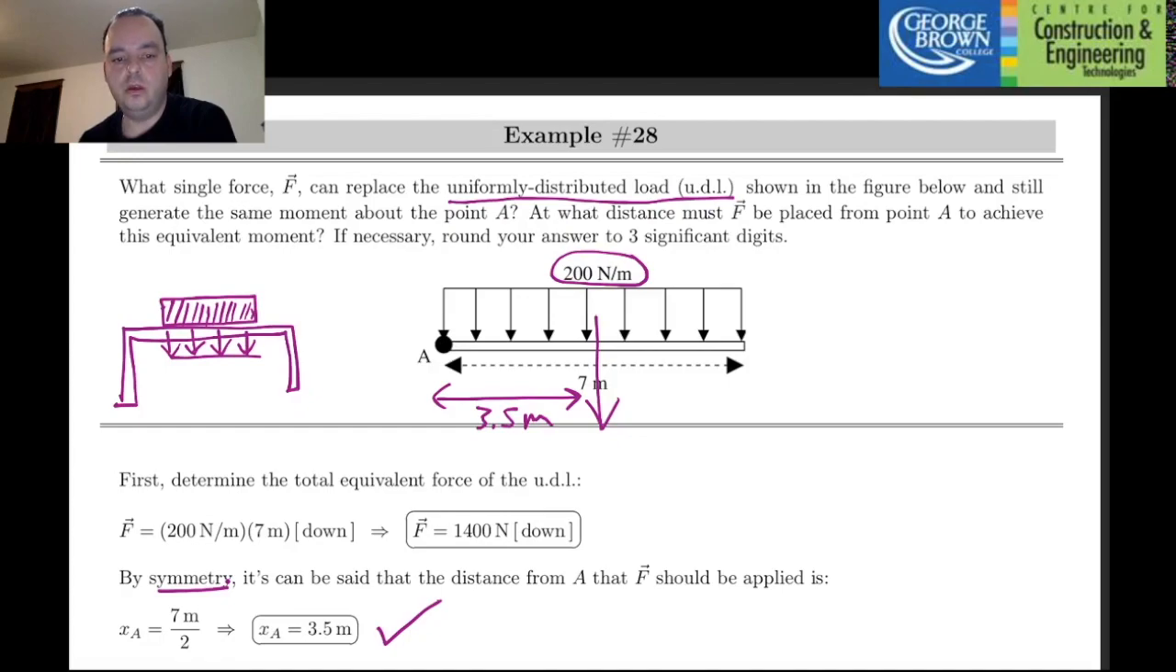Also, we have to find the actual force, its magnitude and direction. Well, the direction is clearly down, but the magnitude can be found by simply using your basic units. We have 200 newtons per meter, and this object is 7 meters long. So the meters cancel. 200 times 7 is 1400 newtons. And that's why you have this 1400 here.